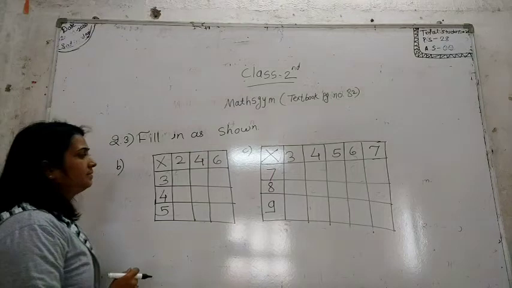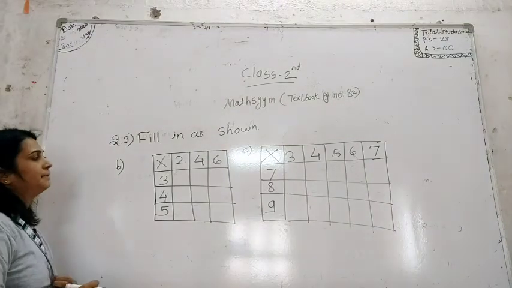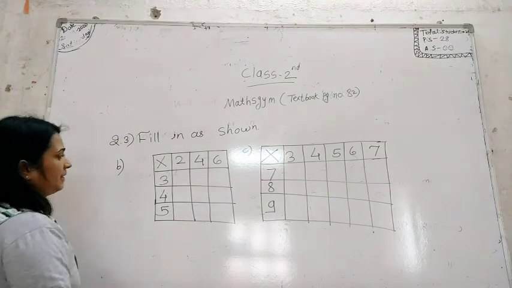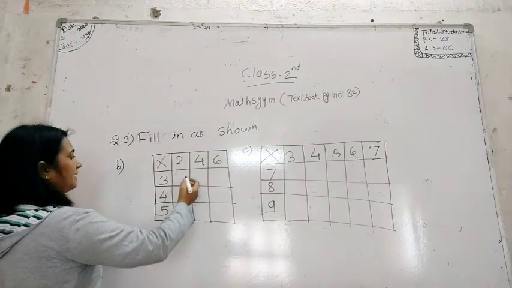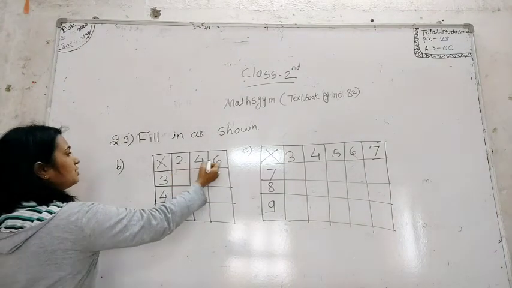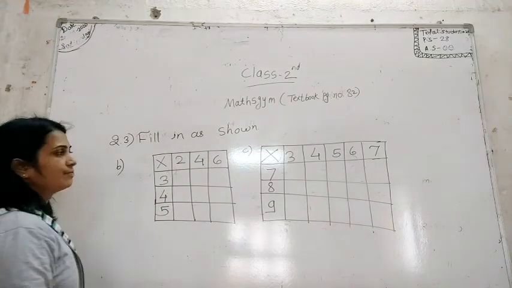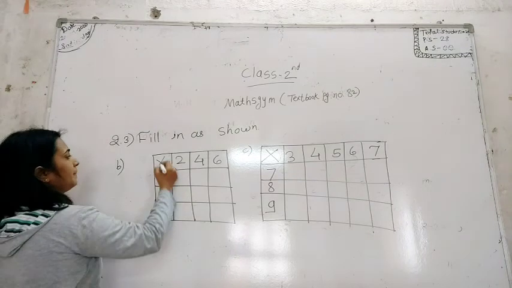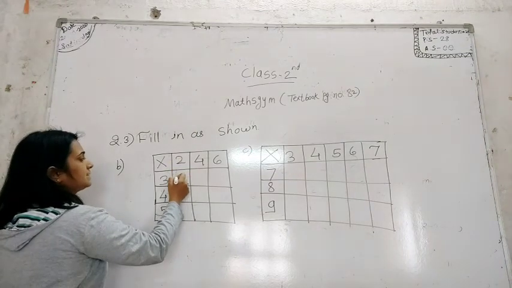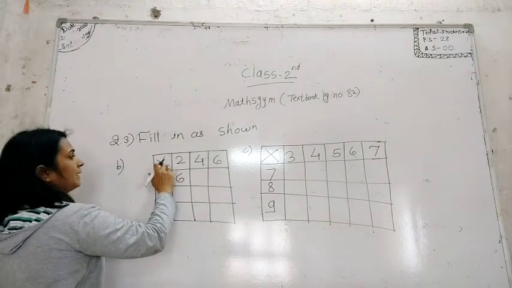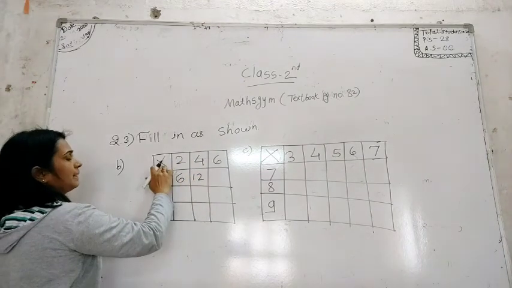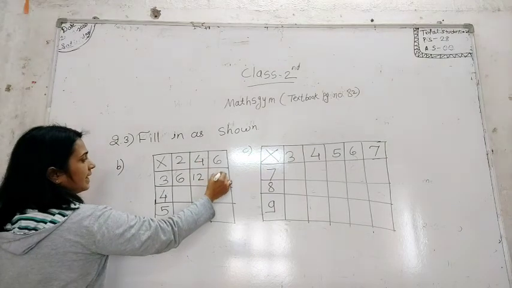Now I explain question number 3 on page number 82. Here some numbers are given and we have to multiply these numbers. So I multiply first 2, 4, 6 by 3. Now we have to multiply step by step. So first 3 multiplied by 2, that is 6. Then 3 multiplied by 4, that is 12. Then 3 multiplied by 6, that is 18.